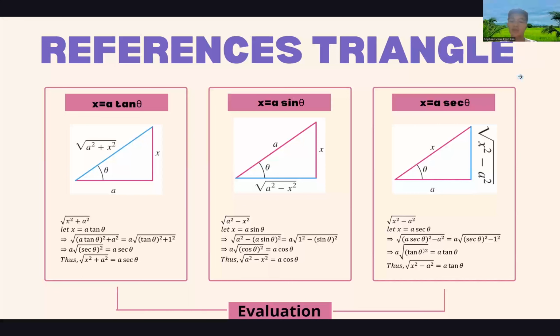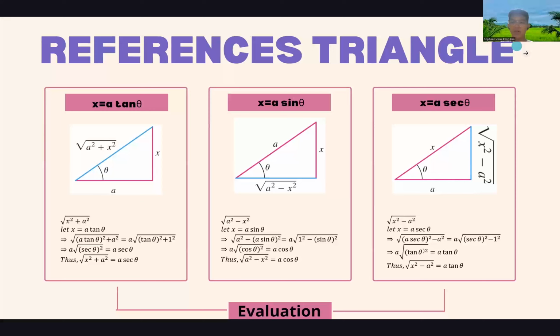And the last formula is x equal to a secant of theta, where x is the hypotenuse and a is the adjacent side. If you see an integral with the square root of x squared minus a squared, we use x equal to a secant of theta. We just substitute it in, and we have the formula secant theta squared minus 1 equals tangent theta squared. So we have the final answer: the square root of x squared minus a squared equals a tangent of theta.